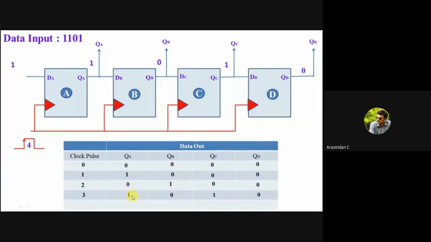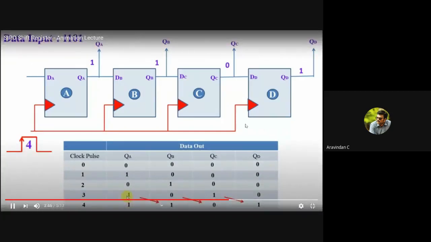After the fourth clock pulse, what happened? The final input is entered here, this 1 is here, and QB is 1, QC is 0, and QD is 1. And the fourth data output becomes 1, 1, 0, 1. This time this 1 is shifted to here, 0 is shifted to here, 1 is shifted to here, and this one is the input data. This operation. All right. So this is just a small idea. I'll show how this takes place in real time.